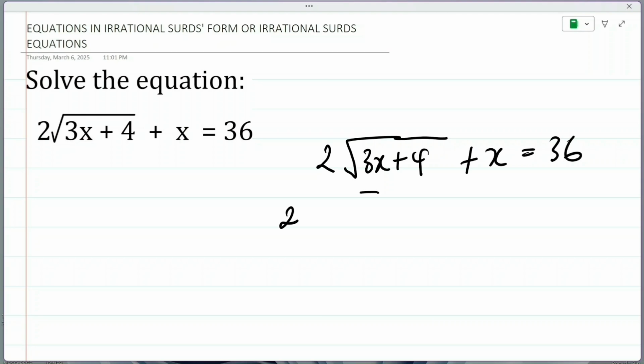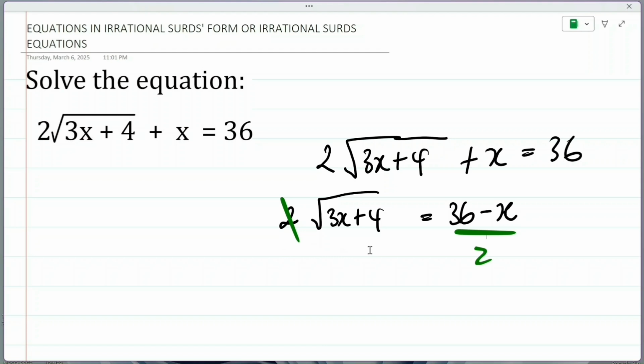You have 2 square root of 3x plus 4 equals 36. Then the plus x crosses the equals sign and becomes minus x. At this point, you can also choose to divide both sides by 2. But once you do, this 2 will leave this place. Then you have 36 minus x over 2. That will be a fraction. And if you have an option of avoiding fractions, you can apply. So in this case, to avoid having fractions, we square both sides. We square the left side and the right side.